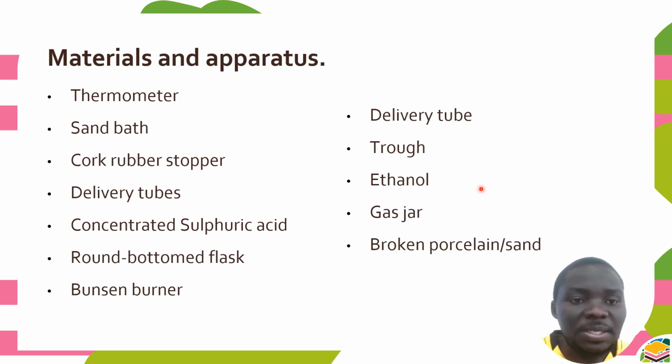Materials that we need: a thermometer, a sand bath, cork, rubber stopper, delivery tubes, concentrated sulfuric acid, round bottom flask, Bunsen burner, a trough, ethanol, gas jar, and broken porcelain or sand, which we can use in this case. So these are the materials that we need in order to prepare our ethene.